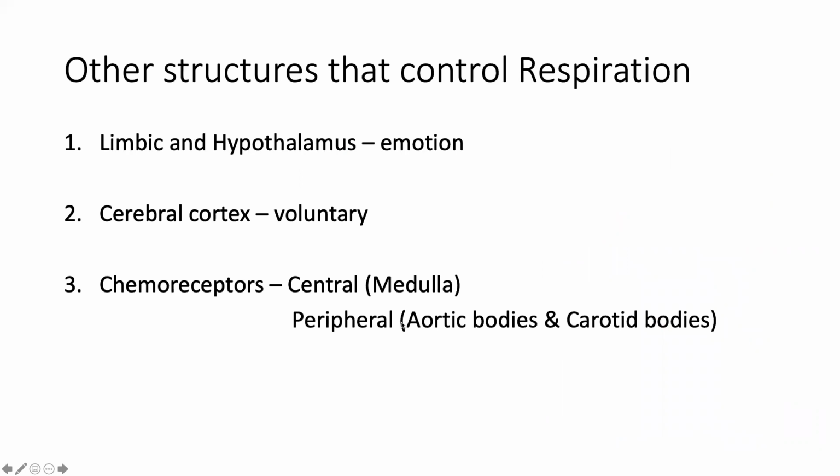Other structures that control the respiration, of course, are the limbic system, the area in the brain, and the hypothalamus. They are related to emotion, and emotional changes can increase or decrease the rate and depth of the respiration. The other thing is voluntary control, which is the cerebral cortex. Another thing is chemoreceptors. These are the receptors for the chemical electrolyte changes, like change of hydrogen ion. These receptors are located in the medulla, which we call central receptors, or in the periphery, which we call aortic bodies and carotid bodies.